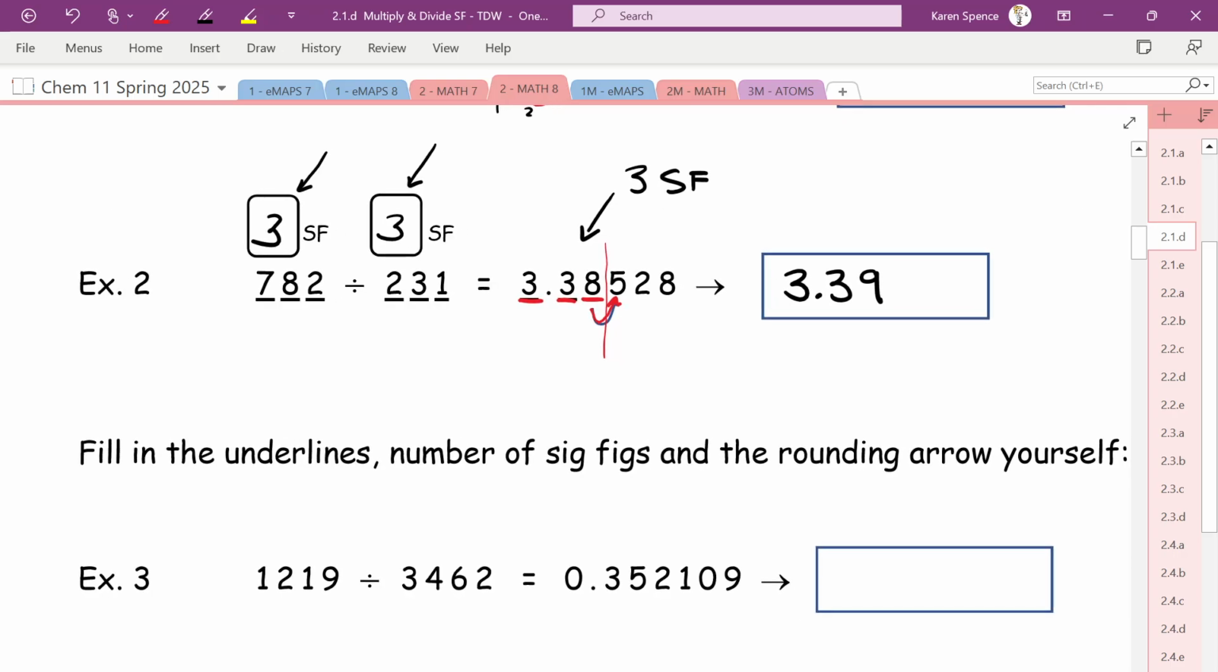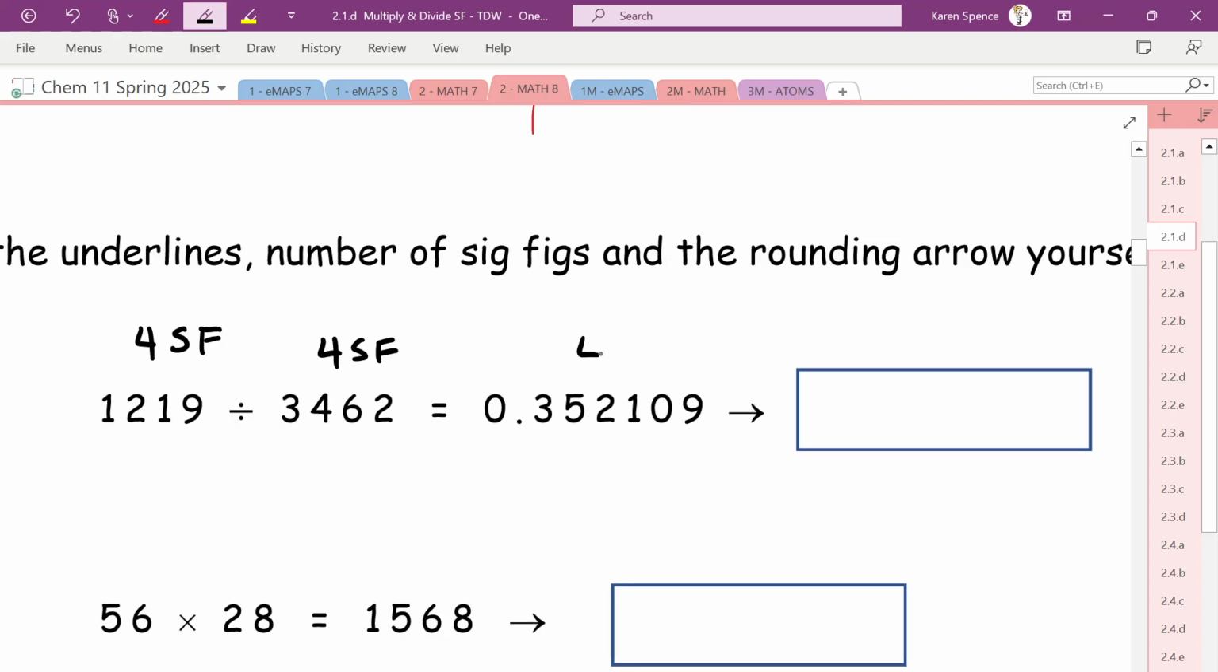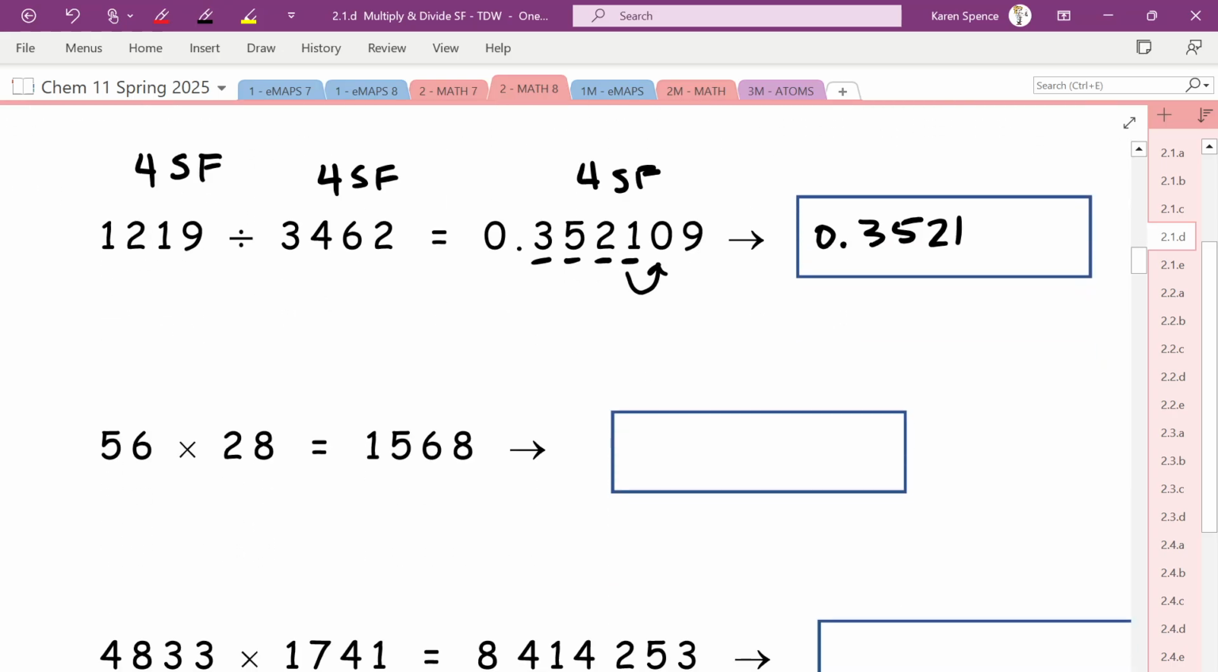Now, we are not going to do the next couple because it's basically just the same thing where we have a 4 and a 4, 4 sig figs, 4 sig figs. How many should we have in our answer? We should have 4 sig figs. So that would be 1, 2, 3, 4. We look to the right and that becomes 0.3522. So it doesn't matter whether you're multiplying or whether you're dividing. That's how it works. We good with that?